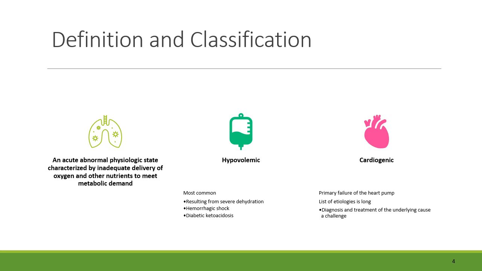When formally defined, shock represents an acute abnormal physiologic state characterized by inadequate delivery of oxygen and other nutrients to meet metabolic demand. In some shock states, there may be impaired oxygen utilization despite enough being delivered. And at a cellular level, these derangements result in less efficient energy metabolism with diversion to secondary metabolic pathways like anaerobic to maintain cellular function.